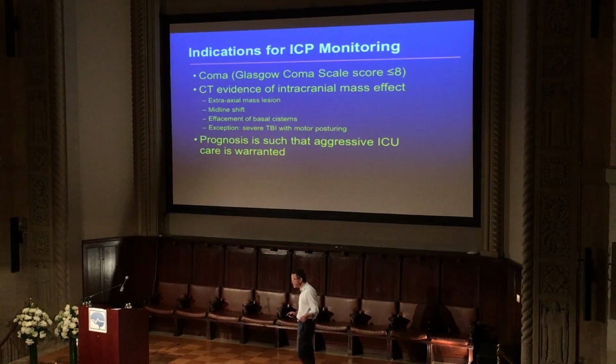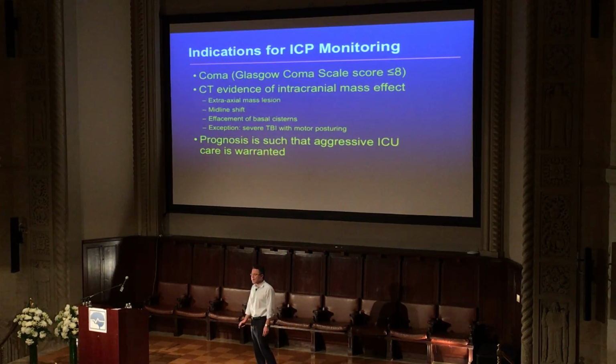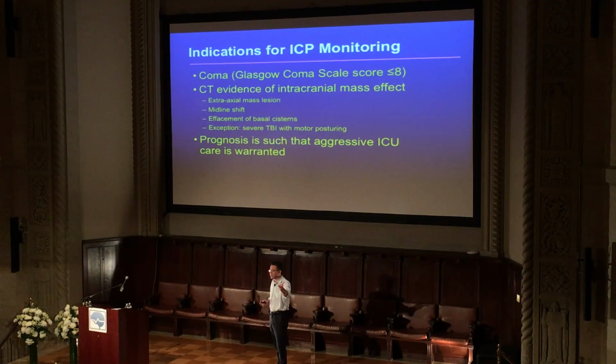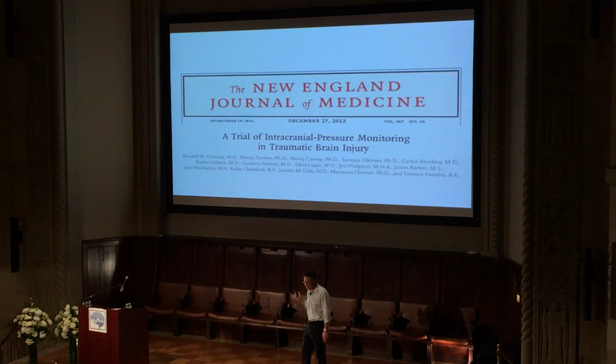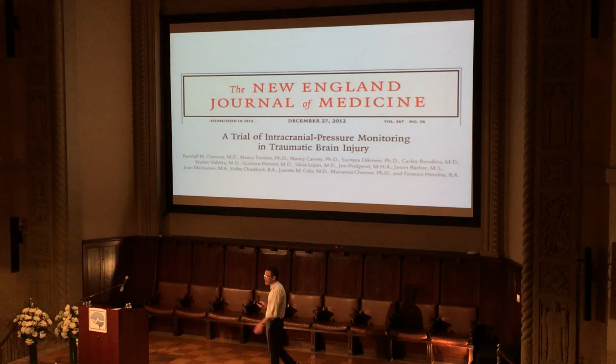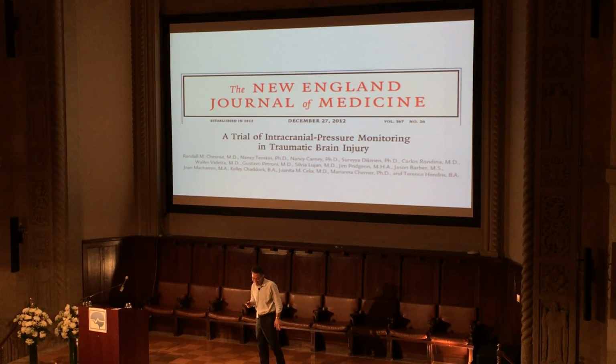Two, in addition to the coma, imaging raises concern for increased intracranial volume. Shifting of basal cisterns, mass lesions. You look at that and say, I'm worried. Three, aggressive critical care is indicated. And that's basically it.